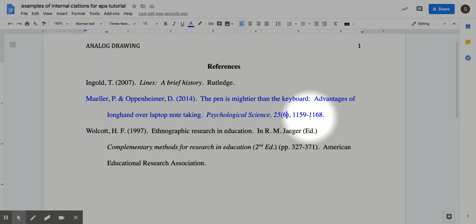You do not need for journals to put the pp., the abbreviation for multiple pages, before 327 to 371. For books, you do. For articles, you don't. Please don't ask me why. I don't have a good answer for you. That's just one of those quirks that you have to memorize. You need pp. for book chapters, but not for journal articles. And then, of course, you end that citation with that period. Okay, that's it for journal articles.